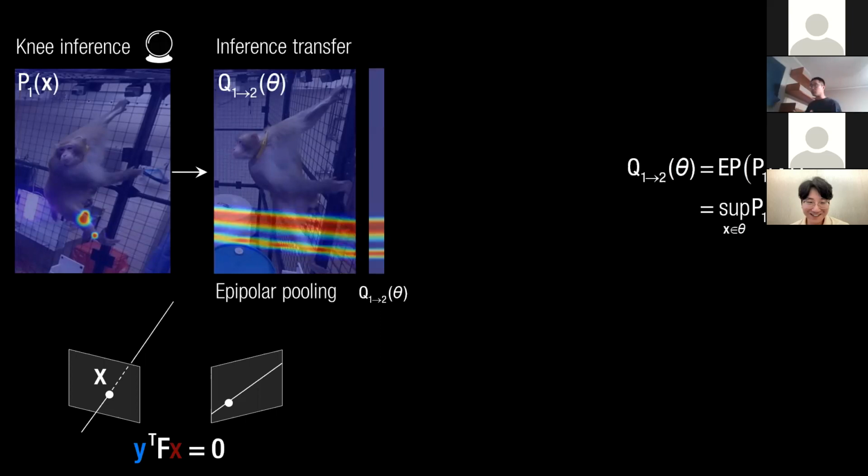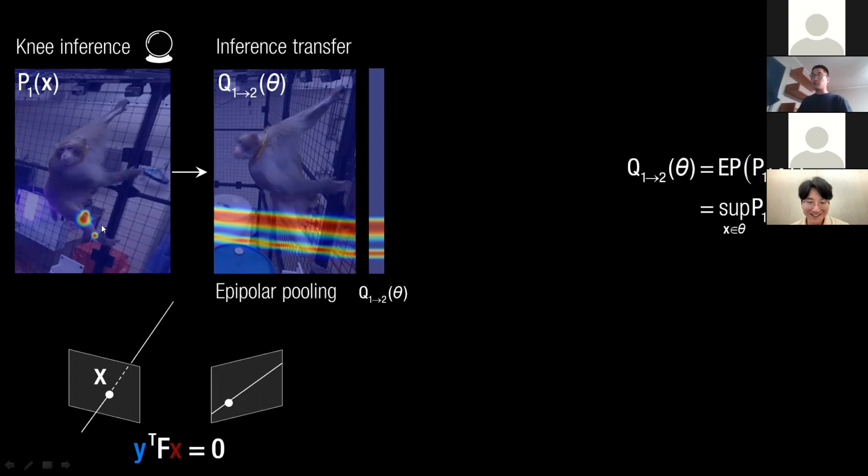So to resolve this non-differentiability of argmax, we come up with a new idea that satisfies the epipolar constraint by bypassing argmax operations. As I mentioned before, a point in one image corresponds to a line in the other image, and similarly, the distribution in one image can be transformed to the other image to give you an epipolar line distribution.